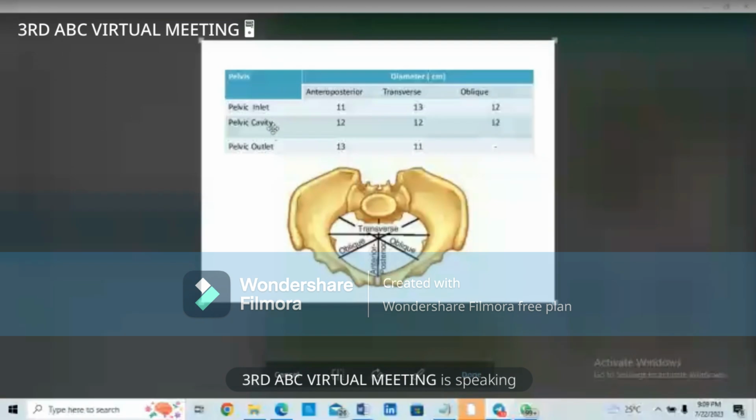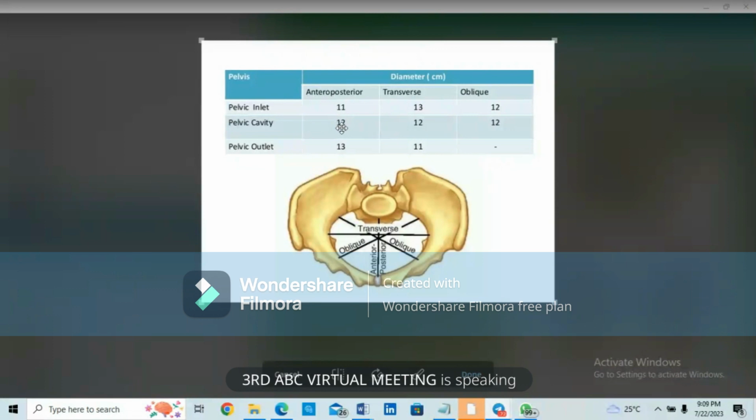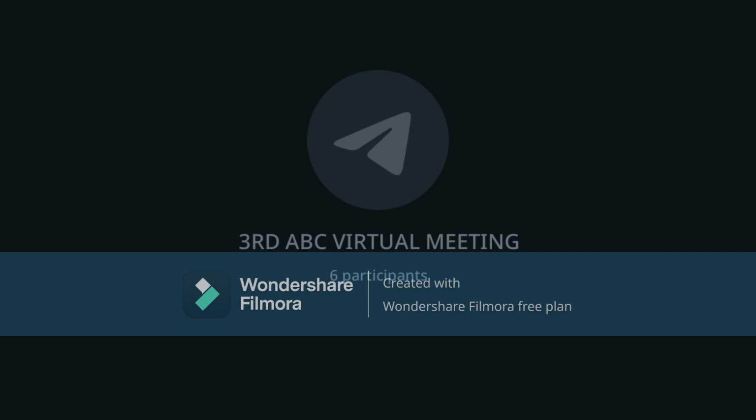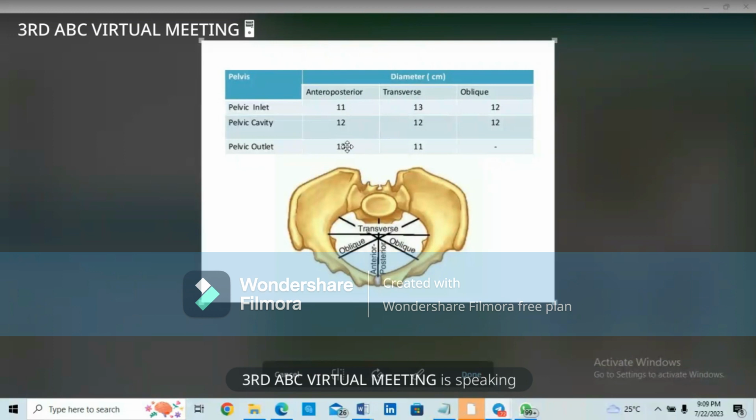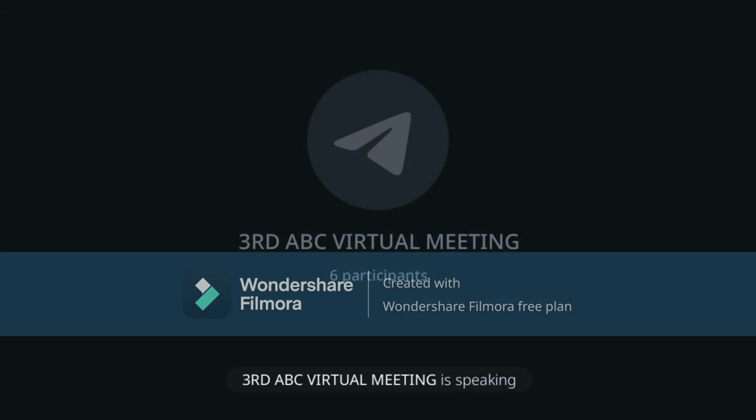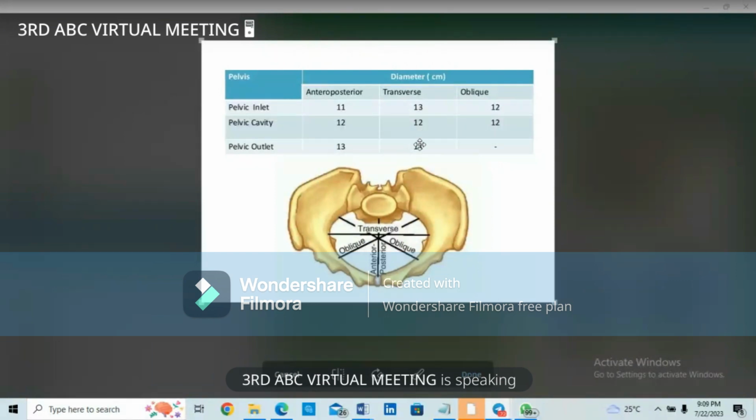This anterior posterior diameter, you notice that at the level of the pelvic inlet it's 11, pelvic cavity it's 12, and at the level of the pelvic outlet it's 13. The secret is just to remember 11, 12, 13. It's increasing as you go down. Then the transverse diameter, when it's going down, it's decreasing: 13, 12, 11. Then the oblique diameter: at the pelvic inlet it's 12, pelvic cavity it's 12. There's no value at the level of the pelvic outlet.